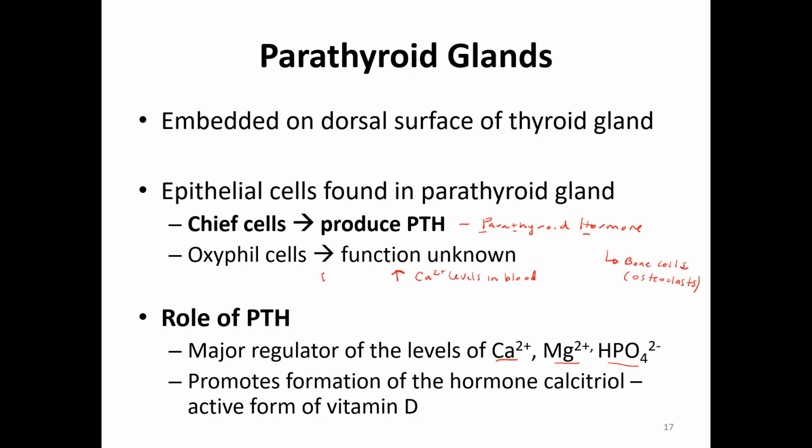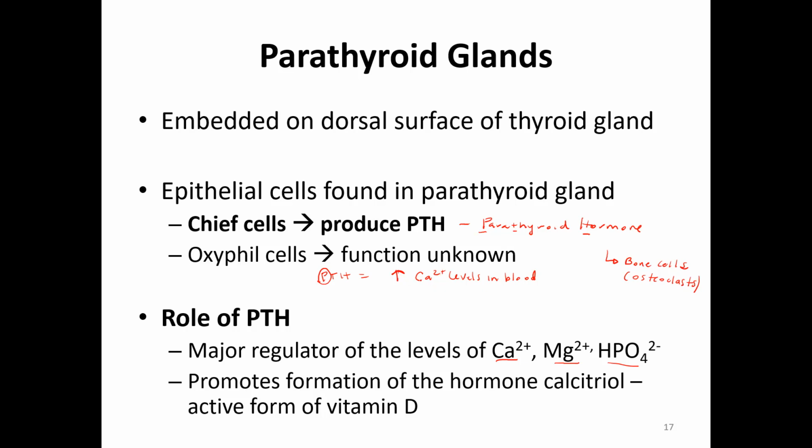So PTH, the function, when it finds its target cell or the bone cell, is to increase the calcium levels in the blood. And I always like to use letters when I can to help me remember functions. And so the P in PTH should stand for promote bone resorption. And we know that when we promote bone resorption or osteoclast activity, it's going to break down bone tissue.